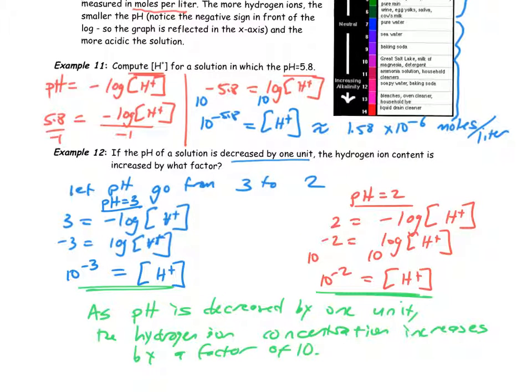And if we were to decrease the pH by 2 units, the hydrogen ion concentration would increase by a factor of 100. If we decreased it by 3 units, it would increase by a factor of 1,000. So this is the same type of thing as the Richter scale because it is, once again, a logarithmic scale with a base of 10.